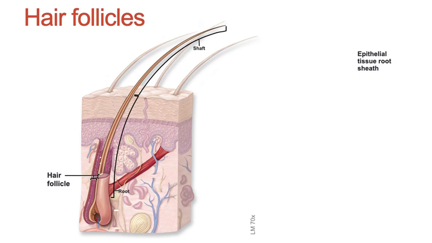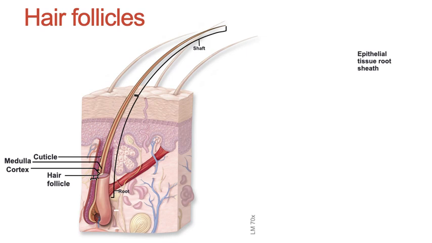Now, the hair itself consists of three layers, and this is referring back to that previous slide. You have the cuticle, which is the outermost layer, the cortex, and the medulla. Now, the medulla forms the central core of the hair, and that's going to be surrounded by the cortex, which is going to be a layer of those compressed keratinized cells.